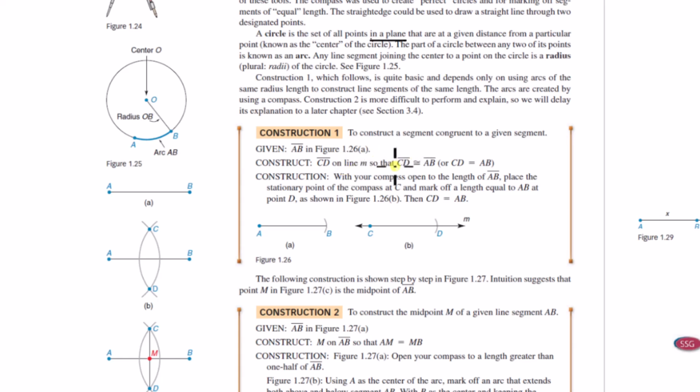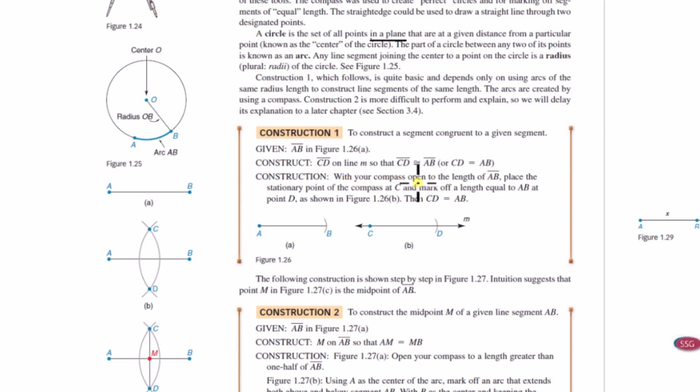So that segment CD is congruent to segment AB, which means that the length of CD is equal to the length of AB. So you would just get a ruler, measure this length, and draw that same length here. So construction 1, which is quite basic, depends only on using arcs of the same radius length to construct line segments of the same length. Okay, so what's the second part?